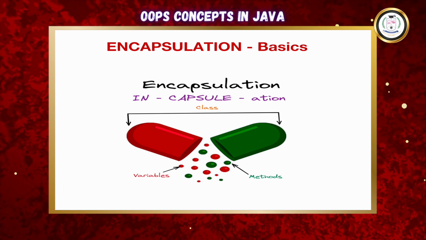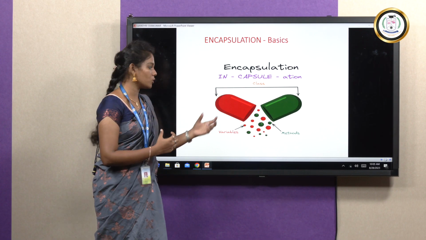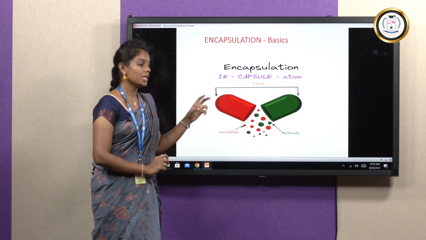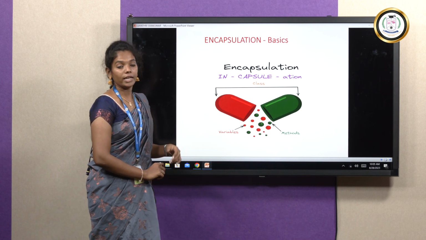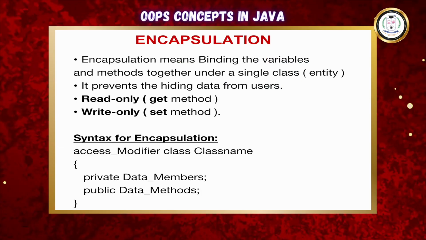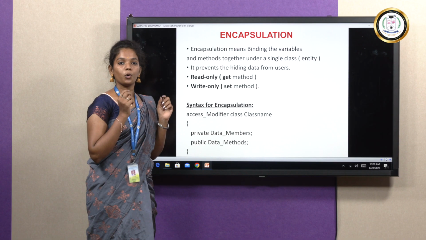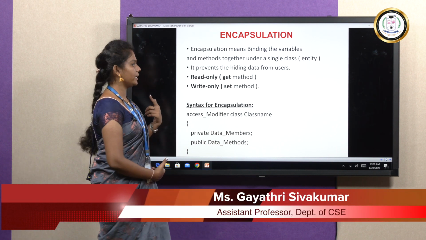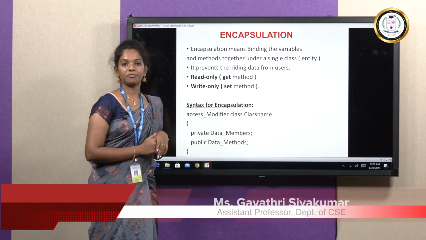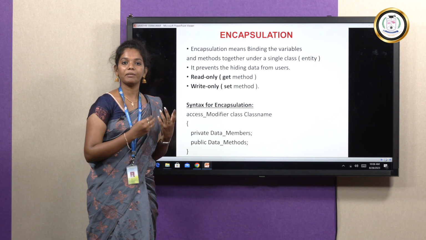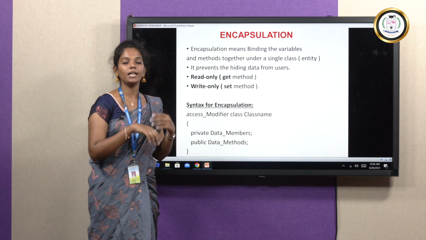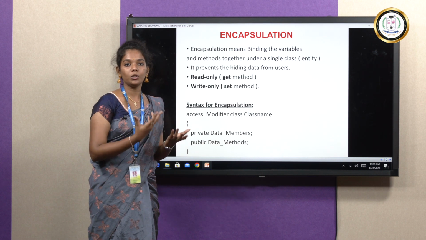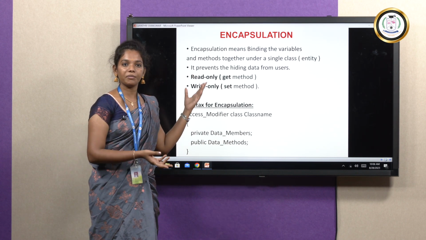If you get time, just try to break this capsule and you will see there are two different shades. So this is all about encapsulation. Encapsulation is nothing but binding my variables and methods together in a single class or an entity. So both the variables and methods should be in a single class, and it is also called an entity. The major impact of encapsulation is that it is mainly used to prevent the data from the users. For example, if there is another unknown person who is outside, it prevents data access from those outside.